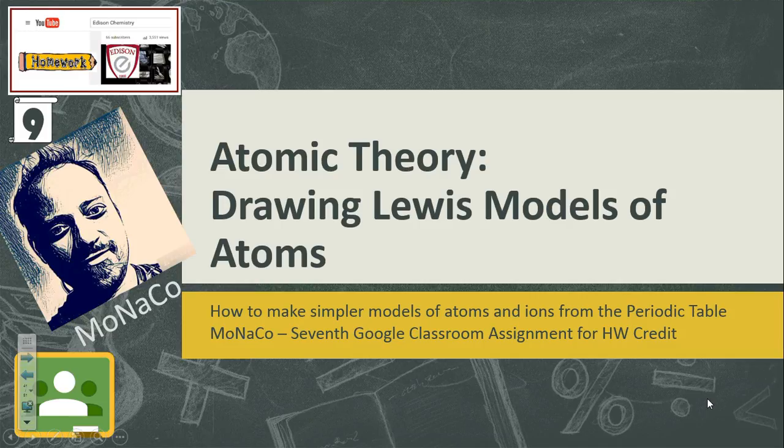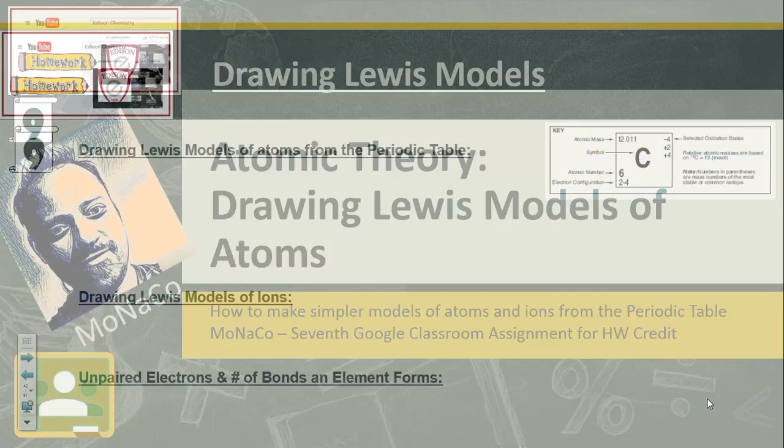We are going to do some more modeling of atoms. We're going to do Lewis models of atoms. These are simpler models of atoms and ions based on information found on the periodic table. You'll have a follow-up Google Classroom assignment.